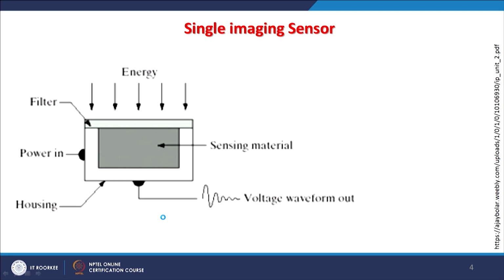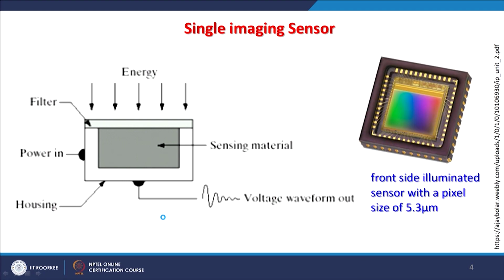In case of a single imaging sensor, just one single cell is there, or CCD you can say, the charge coupled device, and that takes whatever energy is coming over it, a reflection or emission or whatever, and converts it to electrical current, and higher energy means higher value, and so on and so forth. This is the schematic on the left side, whereas on the right side is a front side illuminated sensor with a pixel size of 5.3 micrometer. So a very tiny electronic device is a single sensor.